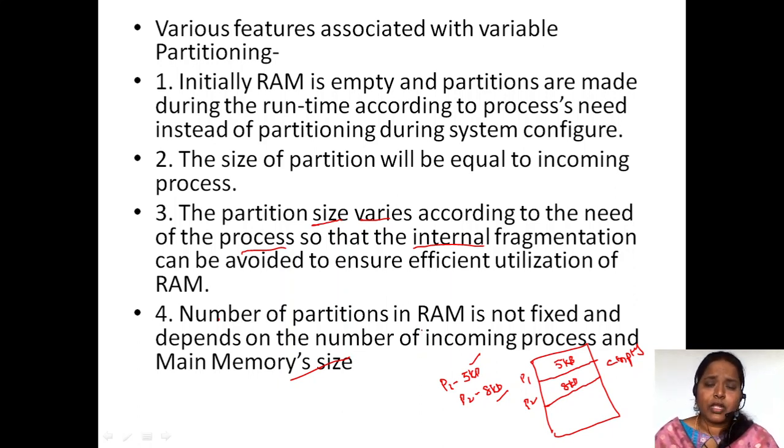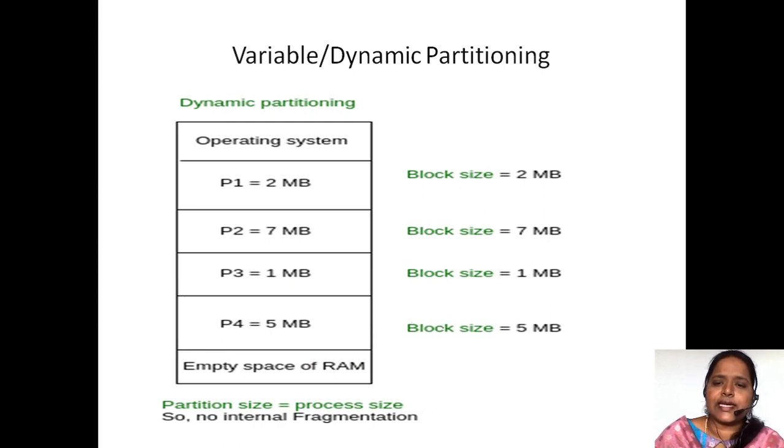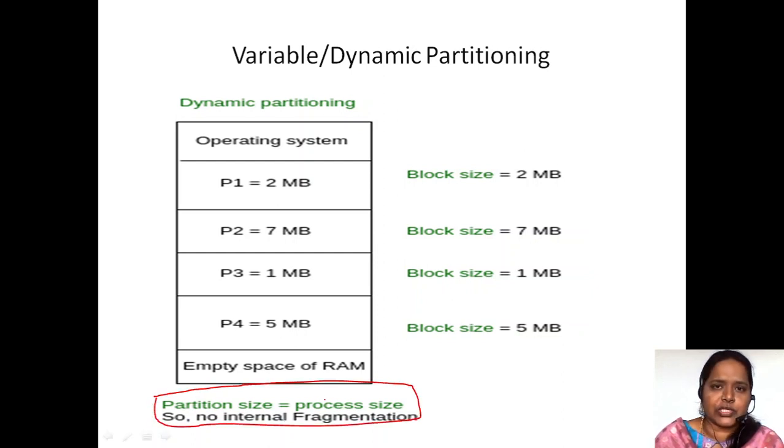So based on the incoming processes only, the memory is going to be partitioned. During the system configuration we are not partitioning, at runtime we are partitioning the memory. That is the advantage of having dynamic memory allocation, or dynamic partitioning, or we can say variable partitioning. Fine. If you see the example here, the main thing to keep in mind is that the partition size is equal to the process size.